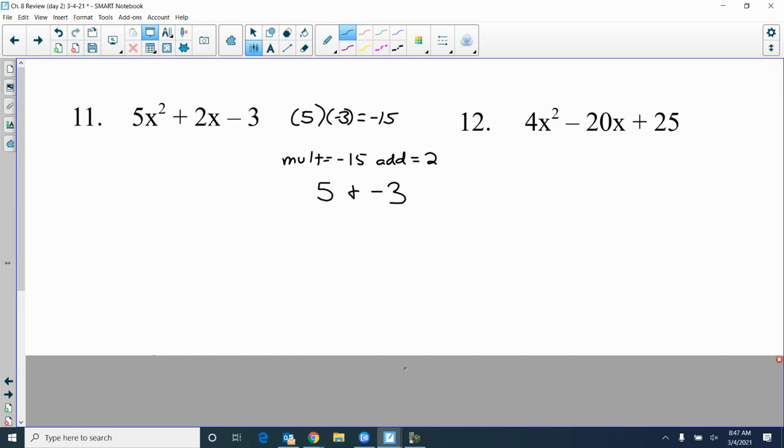So if there's a number in front of the x squared, this is where we go grouping, and we do 5x squared plus 5x minus 3x minus 3. And we split that up. So tomorrow, don't forget about that. The only time that works is when you do not have a number in front of the x squared.